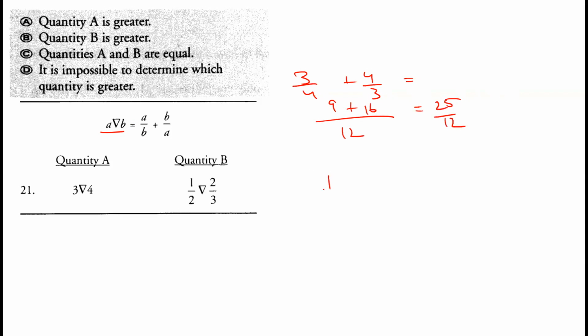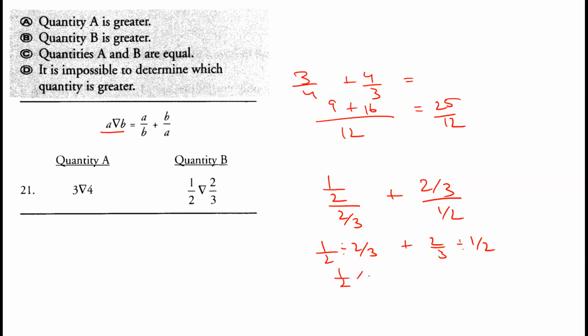So this would be 1 over 2 whole divided by 2 over 3 plus 2 over 3 divided by 1 over 2. So we can write this as 1 over 2 divided by 2 by 3 plus 2 by 3 divided by 1 over 2. So 1 over 2 multiplied by 3 over 2 plus 2 by 3 multiplied by 2. So this expression would be what? 3 over 4 plus 4 over 3. Originally we had 3 over 4 plus 4 over 3, so both expressions are equal. Hence option C is correct.